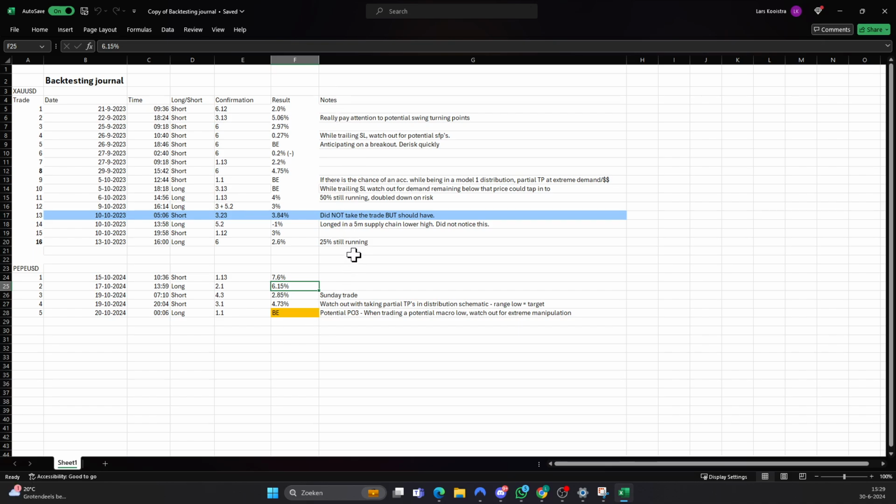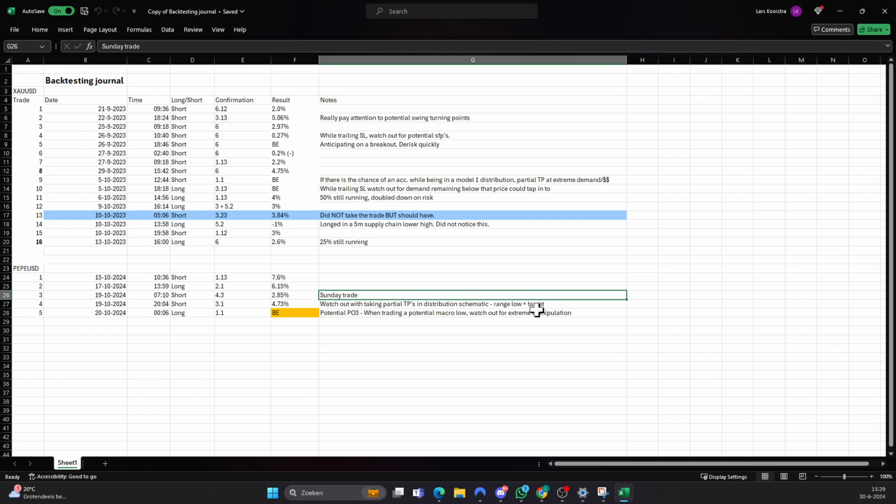So just checking out the notes from the last backtesting session on Pepe, we can see we had a trade on Sunday, indicating that Sundays and maybe even Saturdays, I've noticed myself, are pretty tradable on the Pepe USD pair. And then I said, watch out with taking partial TPs in the distribution schematic, range low is the target. So, if we have a distribution, don't try and take partial TPs too much.